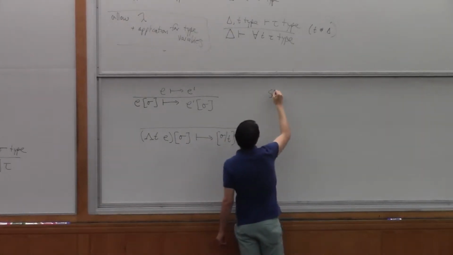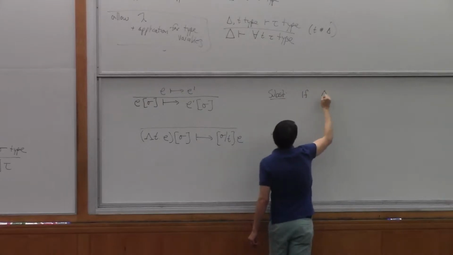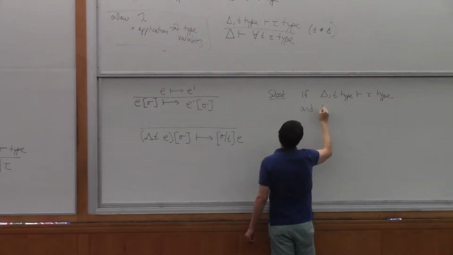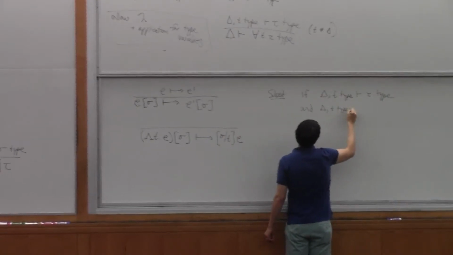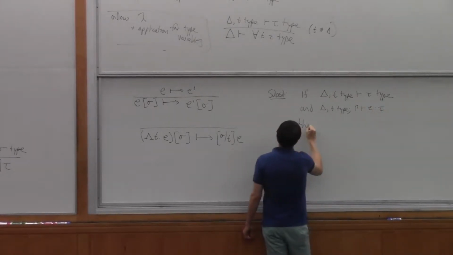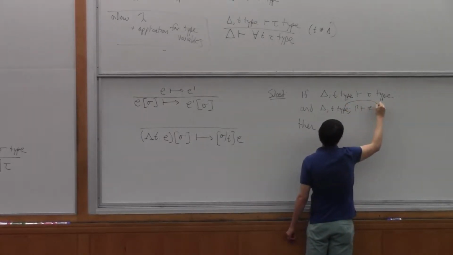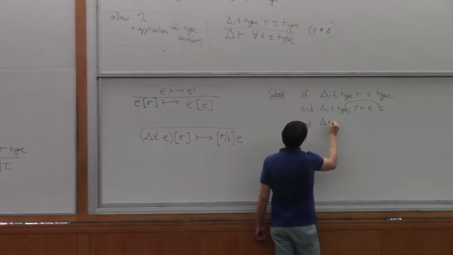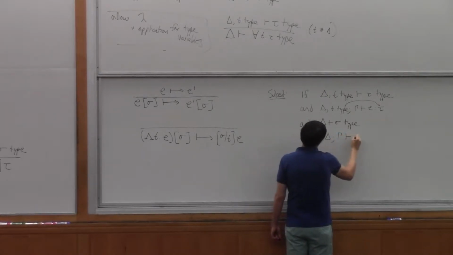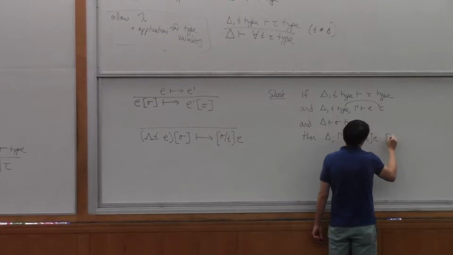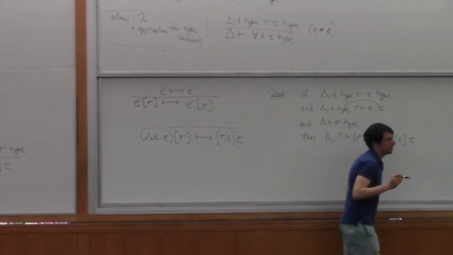OK. And so the substitution principle that we need is that if delta, assuming t is a type, proves tau is a type, and delta, assuming t is a type, gamma proves e colon tau, then where, in this case, that type can occur over there, and delta proves sigma is a type, then delta gamma proves plug in sigma for t in E has type plug in sigma for t in tau.